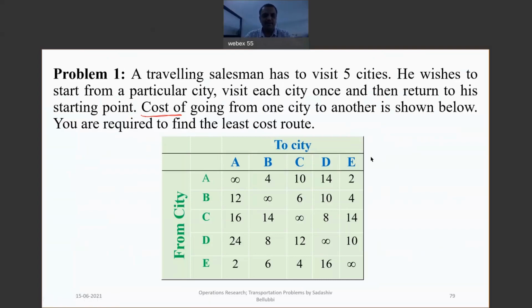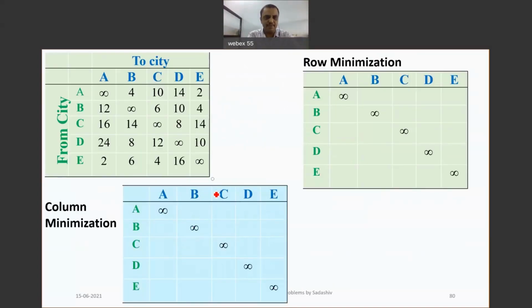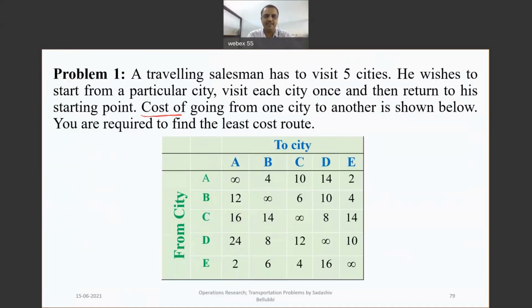Okay, on the left side they are given the from city, and on the right side they are given the to city. You can observe that in the from city they are given A, B, C, D. On the right side also it's the to city only, again A, B, C, D, E.